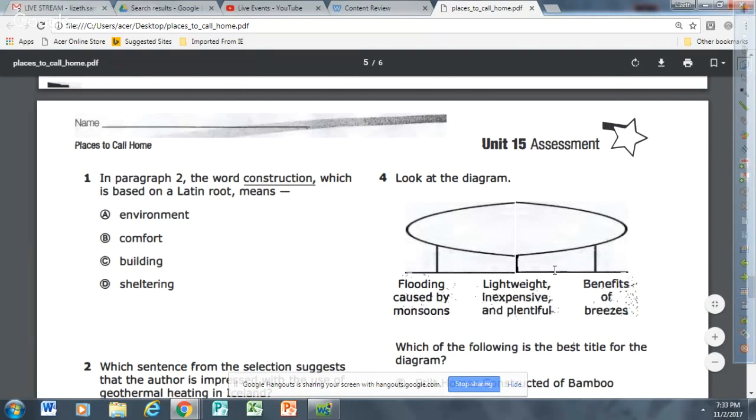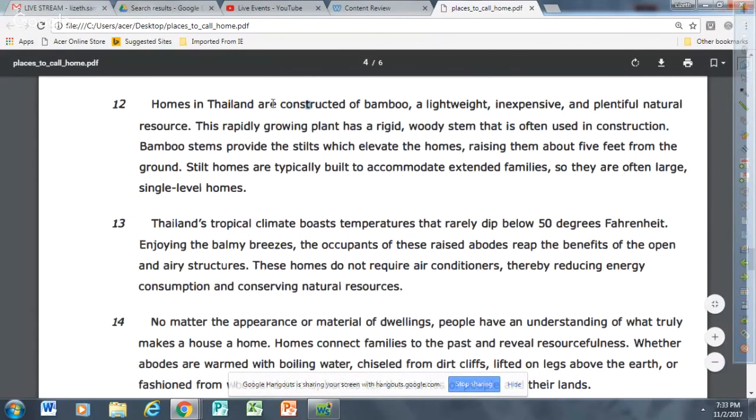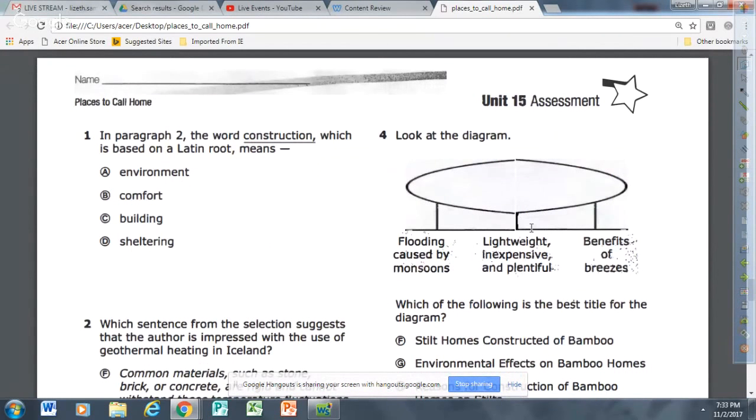Let me double check. If I go over here, they said the rapidly growing plant with a rigid, woody stem is often used in construction. Oh, here. The homes are constructed of bamboo, lightweight, inexpensive, and plentiful. So you see that in that sentence right there where it talks about the homes in Thailand. Okay, so this is the bamboo. Benefits of breezes. Okay, so we have flooding caused by monsoons. It's lightweight, inexpensive, and there's lots of breezes.